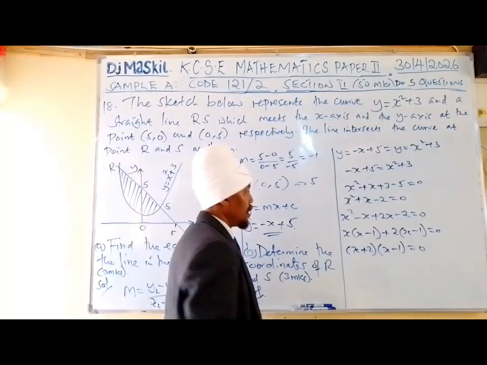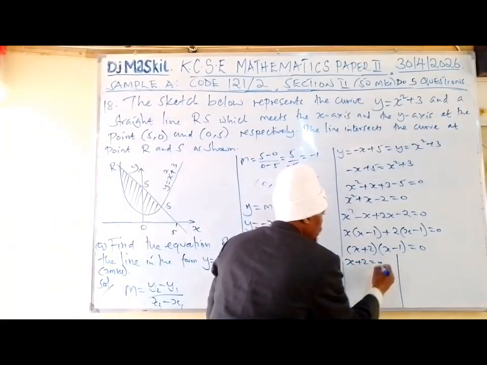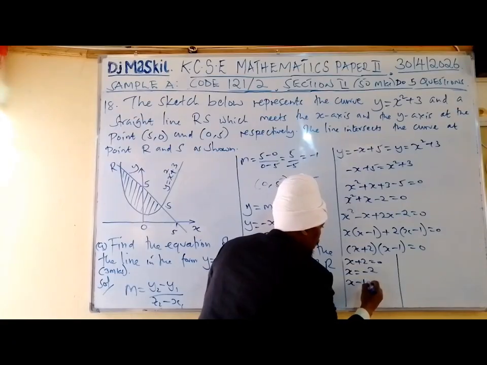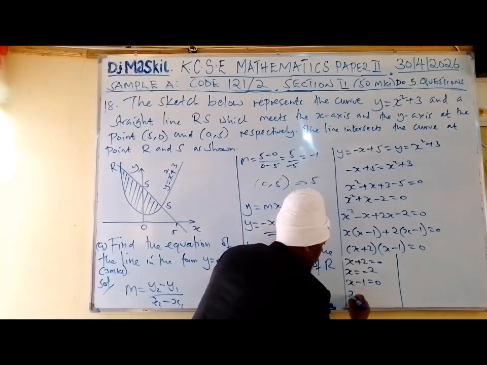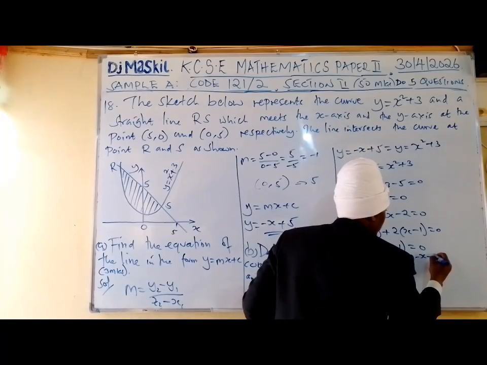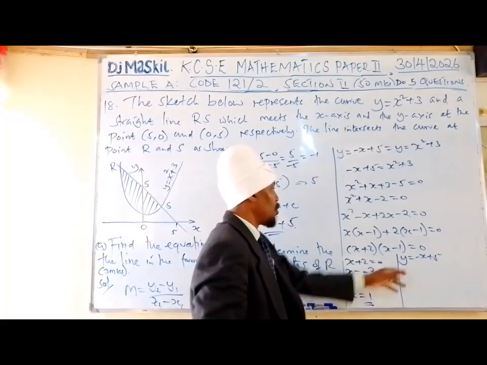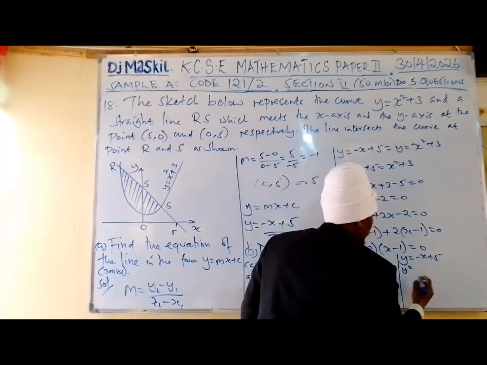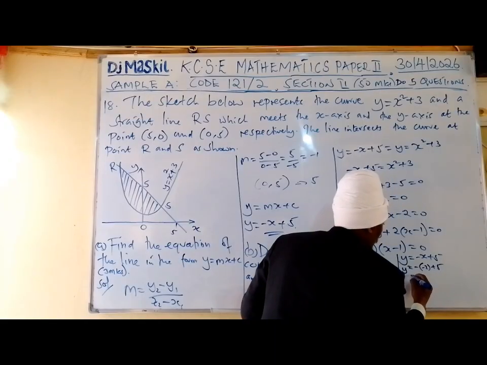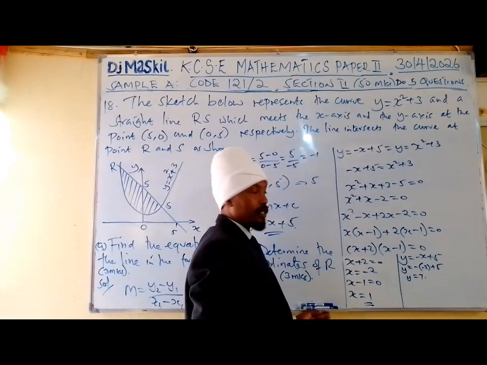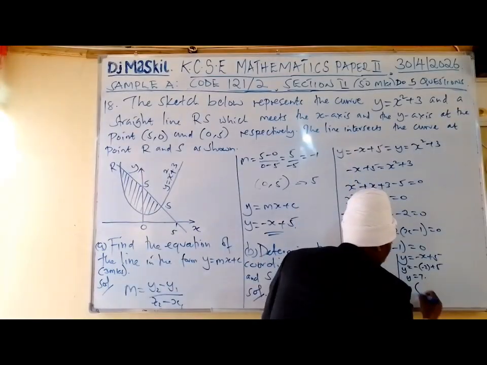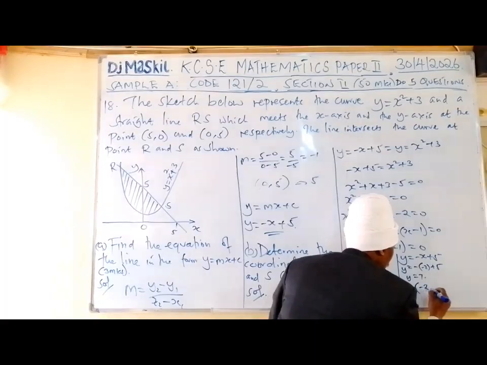So either of them is equal to 0, so x plus 2 is equal to 0. Therefore, x is equal to negative 2. Again, x minus 1 is equal to 0. Therefore, x is equal to positive 1. Now, taking y is equal to negative x plus 5, we can find the value of y here. We say y is equal to negative, then negative 2, plus 5. So y is equal to 7. Now, we are going to say our point R has the coordinates of negative 2, 7.